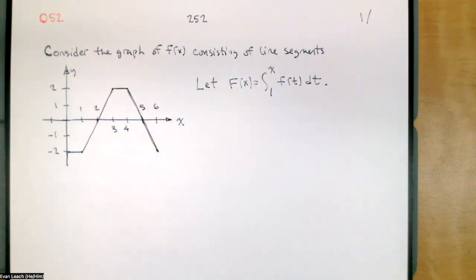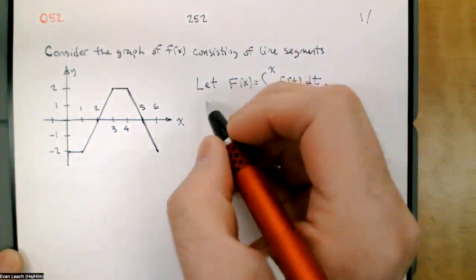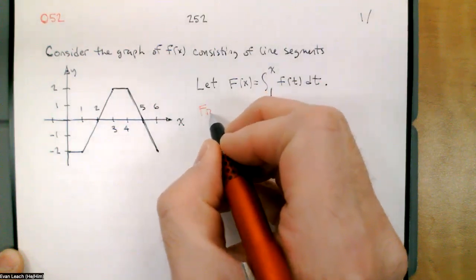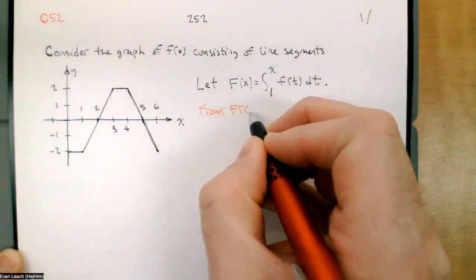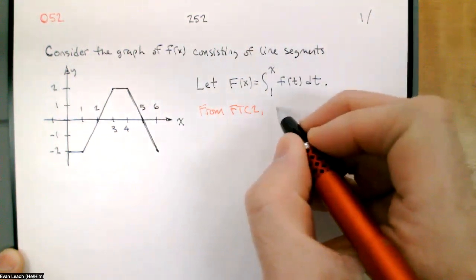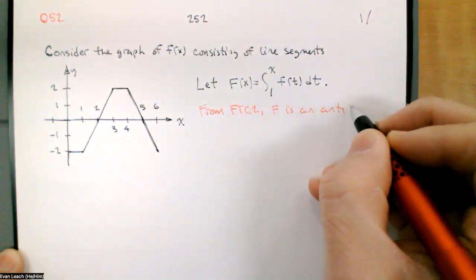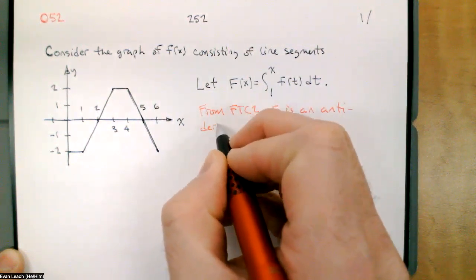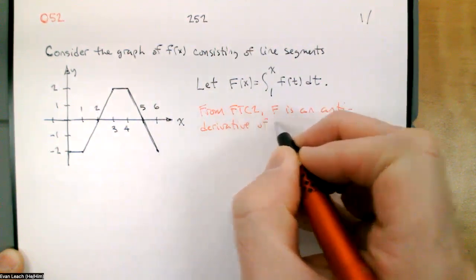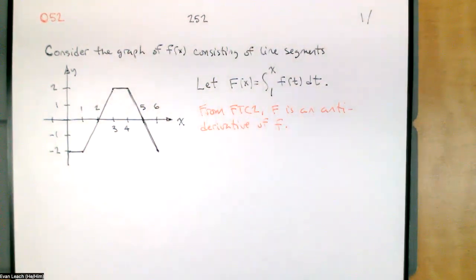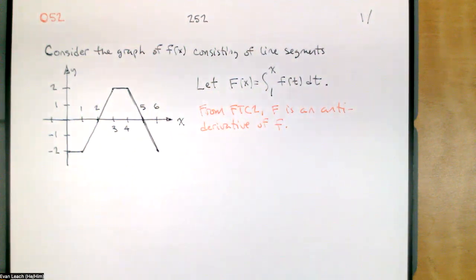First of all, I'm using a definite integral to define an antiderivative. So from the second fundamental theorem of calculus, capital F is an antiderivative of little f. That is, capital F prime is little f.